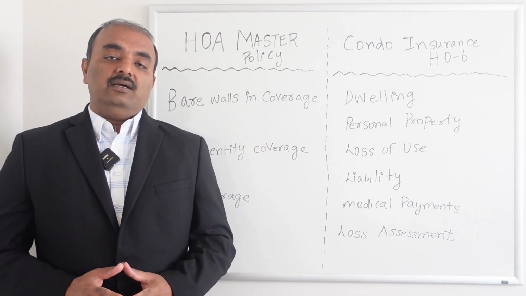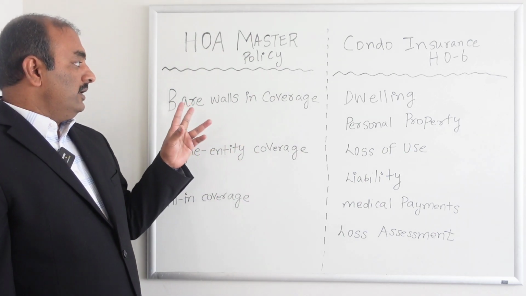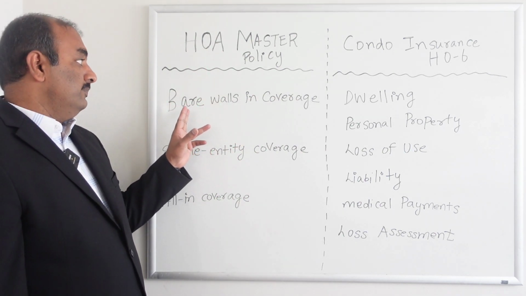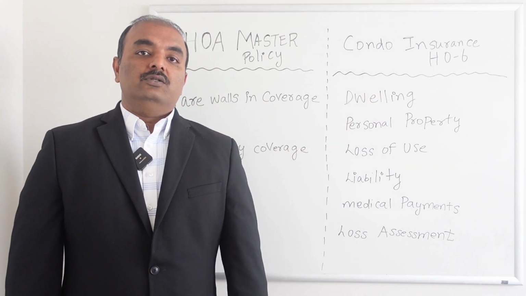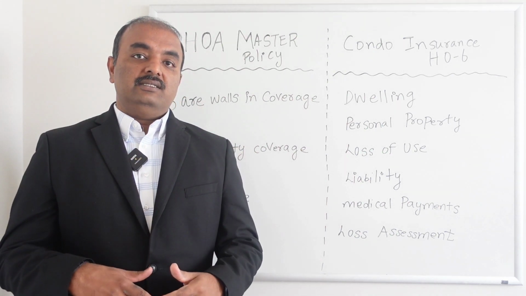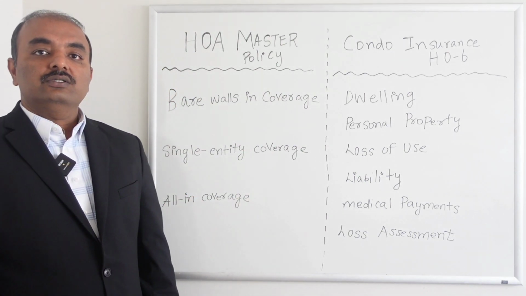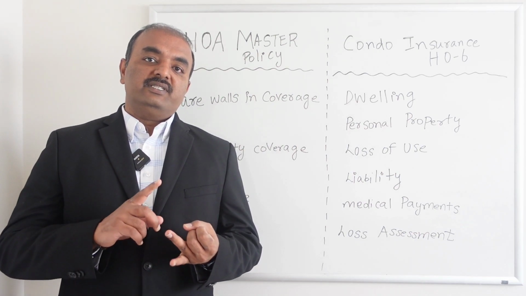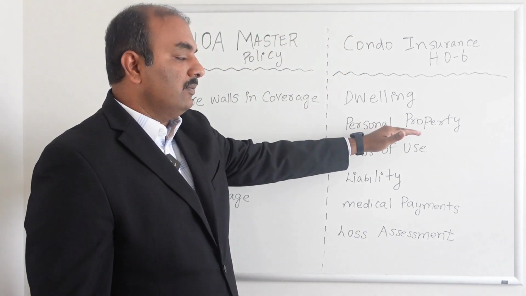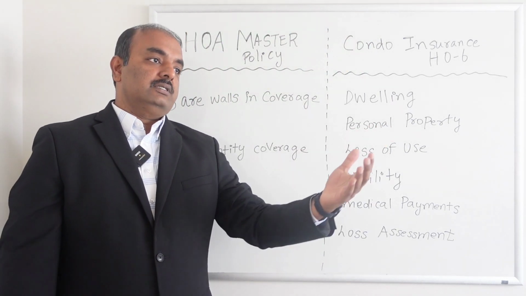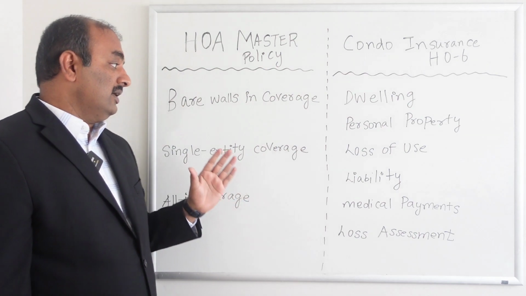So the reason why I say every unit owner should review the master policy is, if your HOA master policy has bare walls coverage, you need to make sure you have enough dwelling coverage so that you cover any built-in appliances or anything inside the home. Assume that your HOA has all-in coverage, which includes all built-in appliances and any special improvements. Then you can skip the dwelling coverage altogether and have only personal property, which means your computers or any personal property that you have inside your condo.